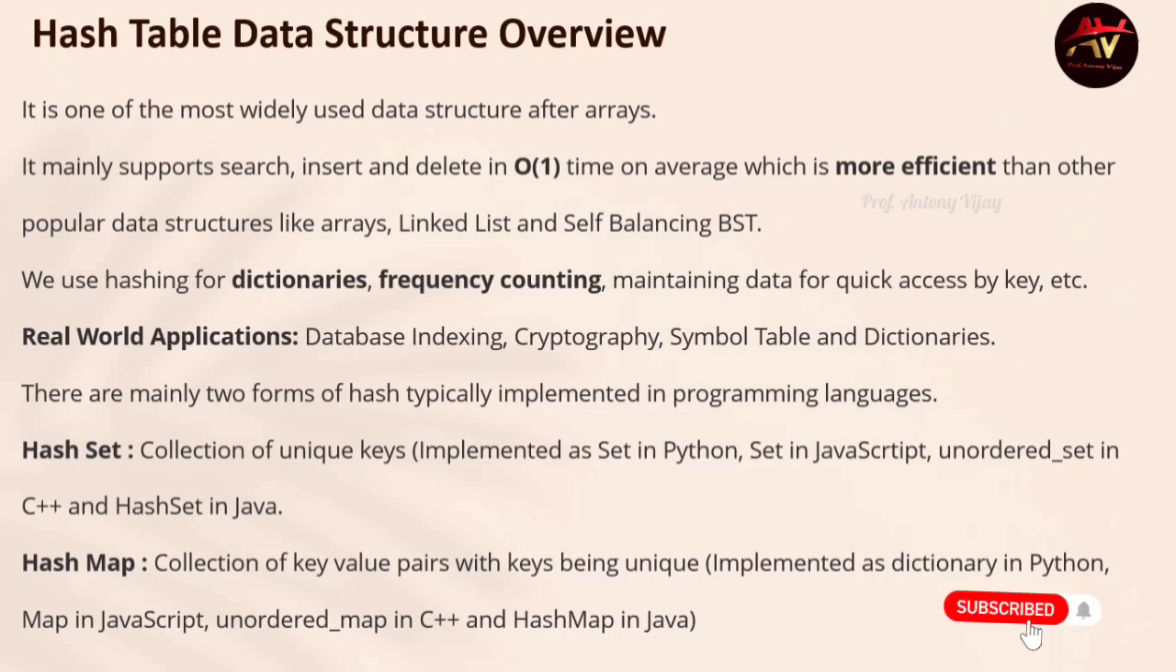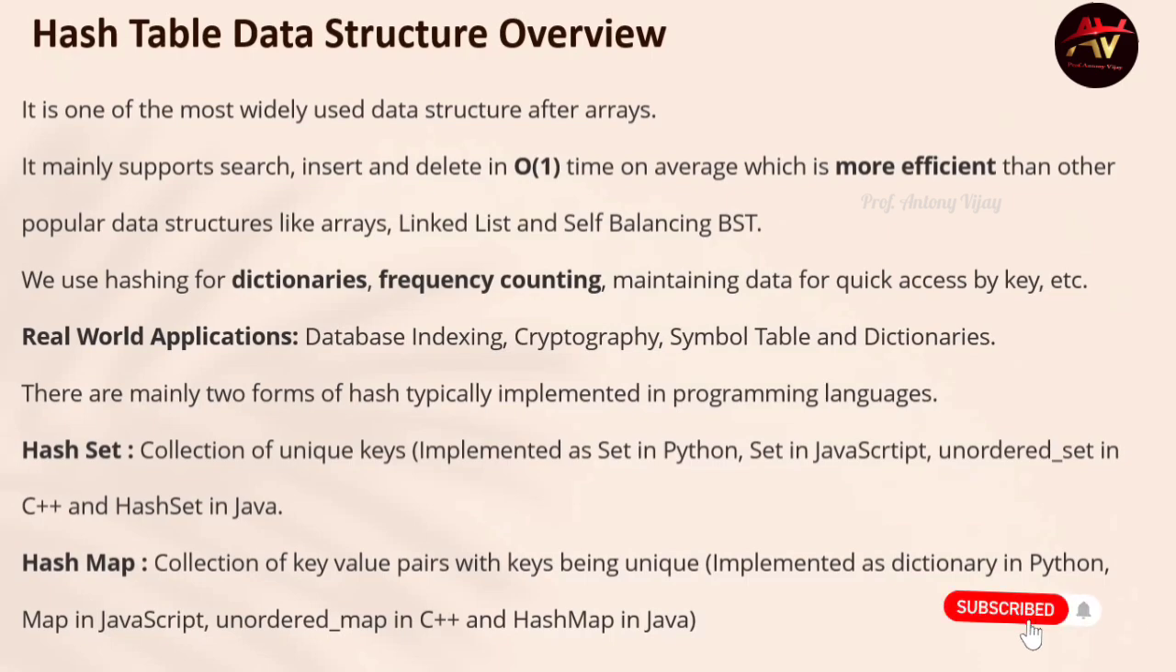And this particular table can be used in two different forms. One is hash set, the other one is hash map. It can be used in programming languages like C, C++, Java, Python and so on. Hash set means a collection of unique keys. In Python and JavaScript, it is called set. In C++, it is called unordered set. In Java, it is called hash set.